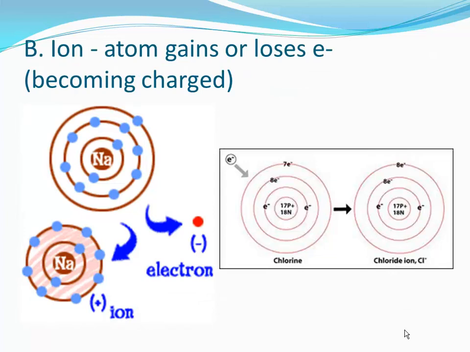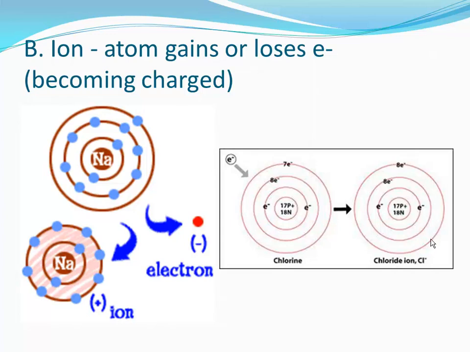How do you become a charged particle? By either gaining or losing electrons. Metals always lose, and non-metals always gain. You can see in this example, sodium has one electron in the outer shell. It loses an electron, therefore it becomes an ion with 10 electrons and 11 protons, which gives you a +1 charge. Here chlorine has 7 in the outer shell, gains an electron, now it has 8, for a total of 18 electrons and 17 protons, so it's a -1 charge.